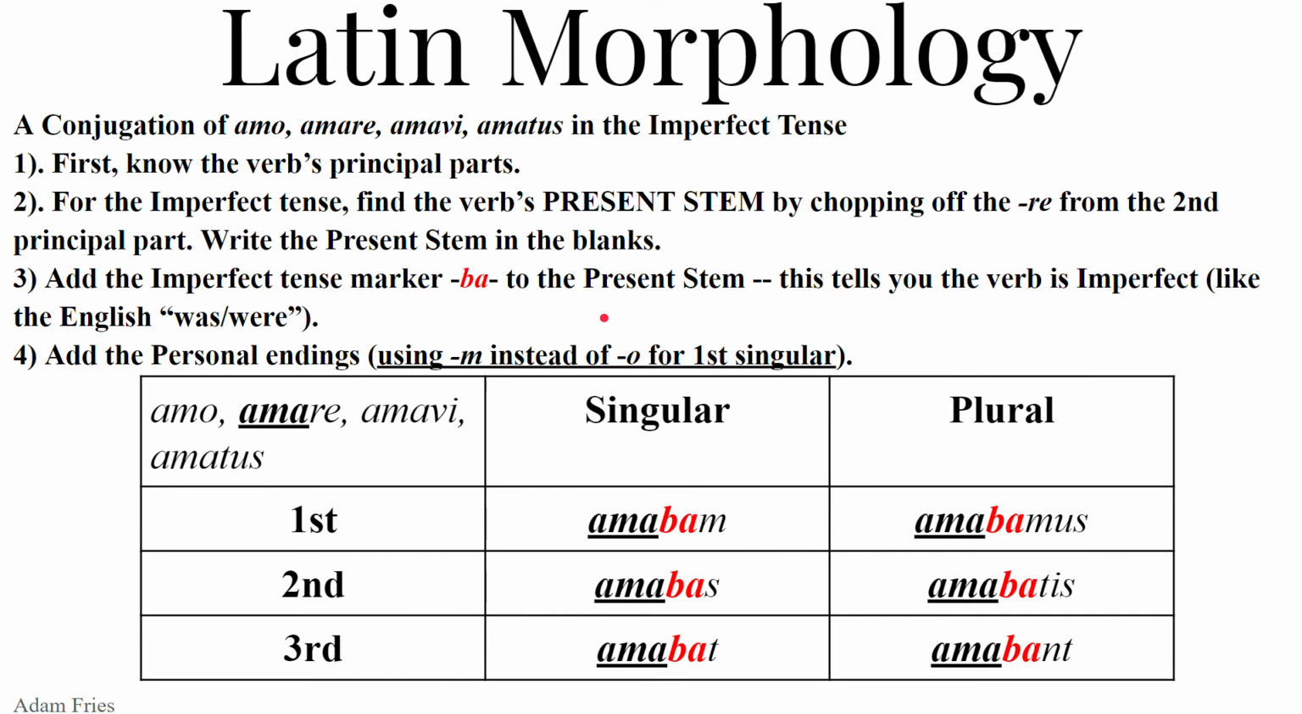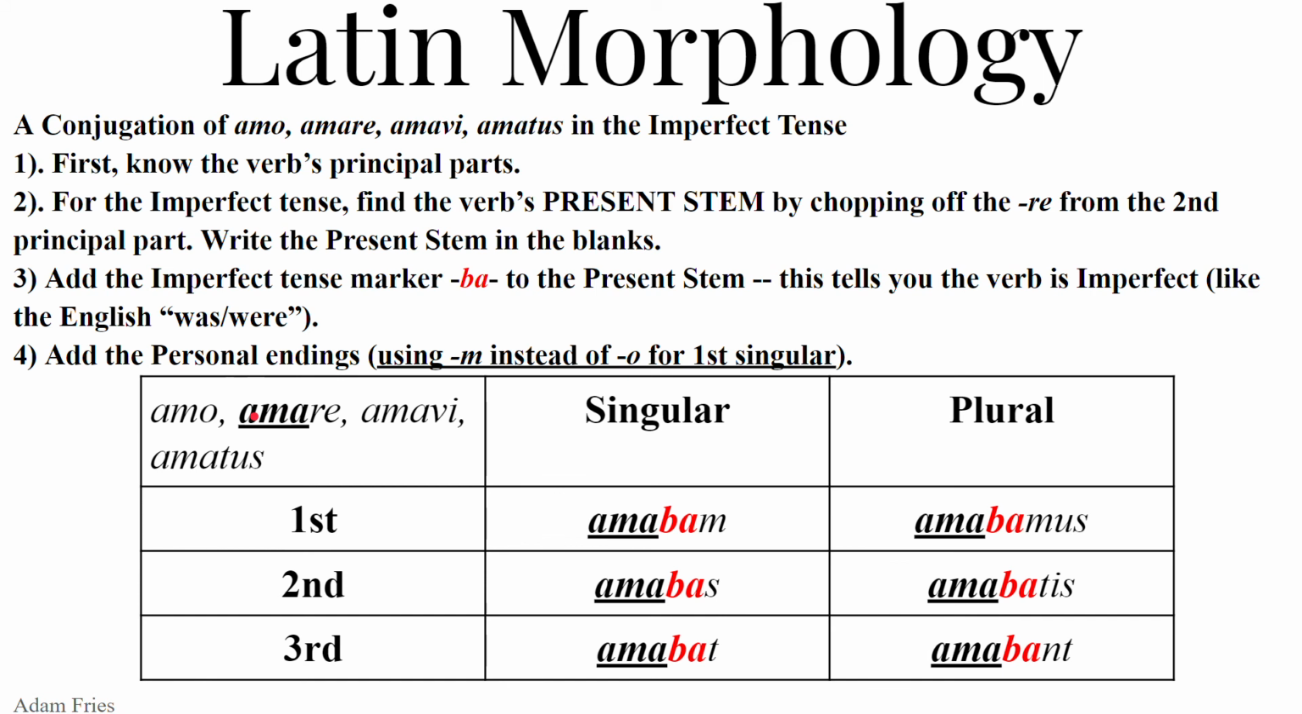So how to do this in Latin? We have conjugation of amo, amare, amavi, amatus in the imperfect tense. So first, you need to know the verb's principal parts. We have amo, amare, amavi, and amatus. For the imperfect tense, find the verb's present stem. You find the present stem, remember, from the present tense by taking the second principal part and chopping off the RE. We get the stem ama. That's the present stem, ama.